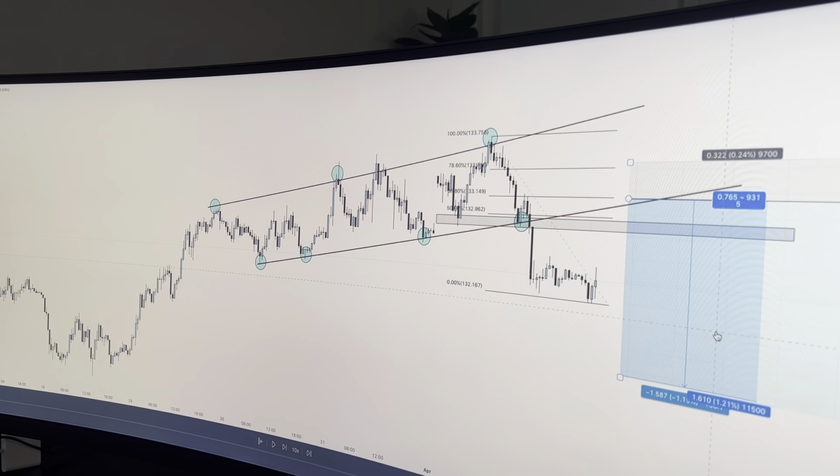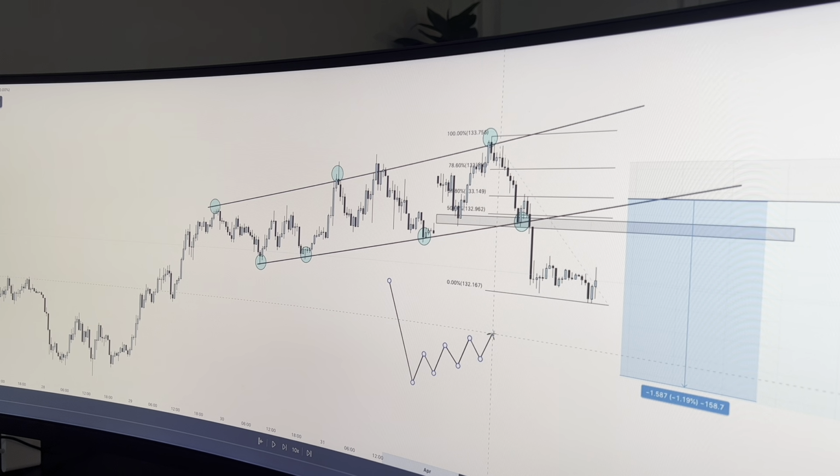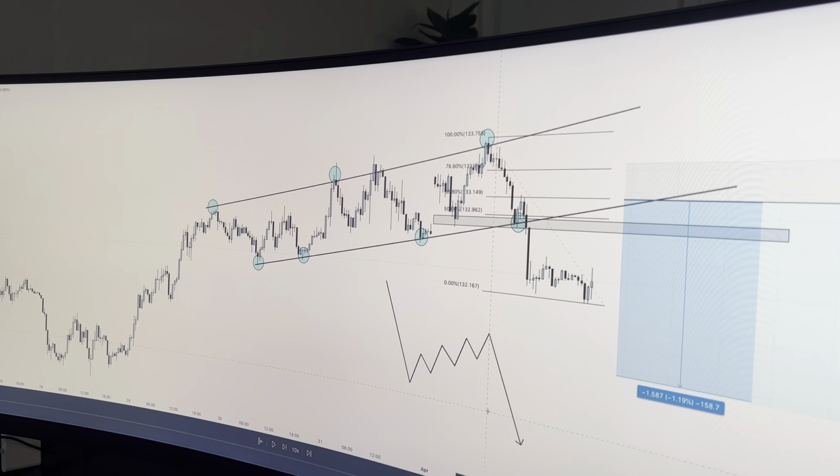Okay. So that is our target. Another thing to keep a note of is when we're selling, we want to see the market pull back in a certain way. So we have our impulsive move to the downside. We want to see a correction to the upside, like so, and then followed by another impulsive move.